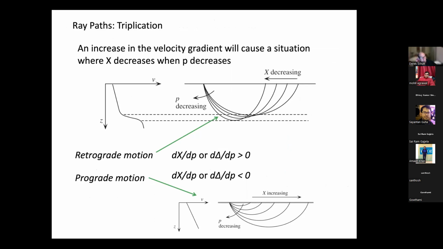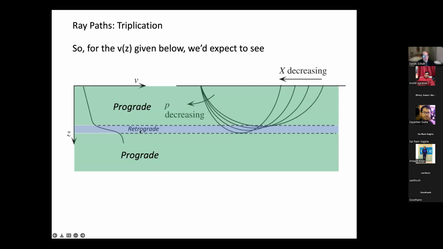However, when we have a triplication, we have an increase in the velocity gradient. So here's velocity as a function of depth. That will cause a situation where x decreases when p decreases. This is called retrograde motion. So as p decreases, x also decreases, so dx dp or d delta dp is greater than 0. Prograde motion is where you have a simple velocity gradient and x increases as p decreases. So in this situation, we have retrograde motion in the high velocity gradient section, and that causes x to decrease.